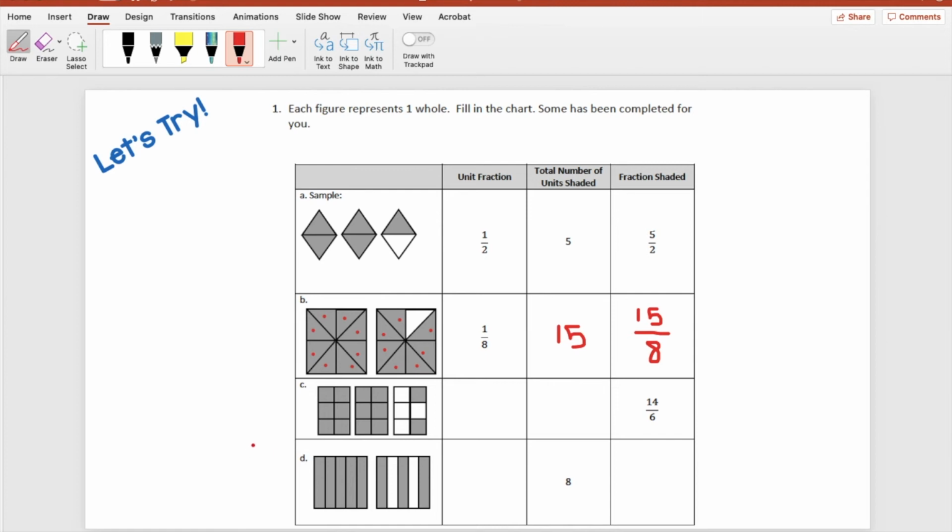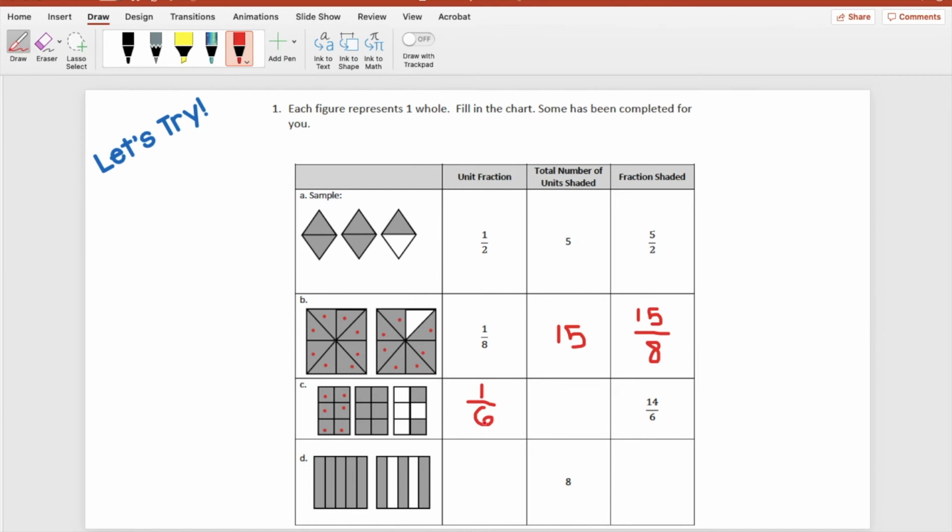All right, let's look at letter C, the next one. I need to count all the boxes. 1, 2, 3, 4, 5, 6. So each whole is cut into 6 equal pieces. And I actually see that on the denominator they already filled in here. So that tells me I counted right. I didn't make a mistake. My unit fraction, one piece, would be called 1 sixth.